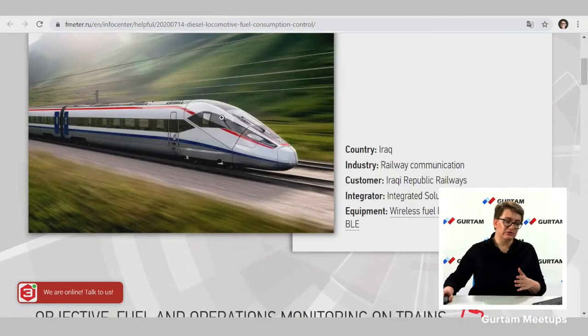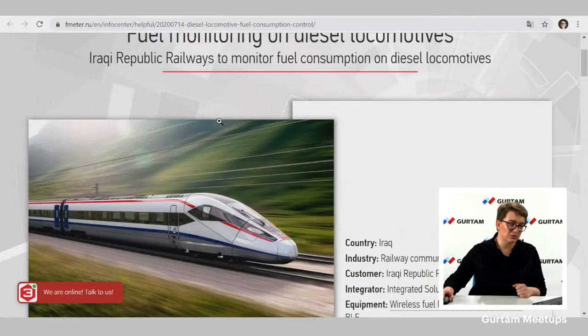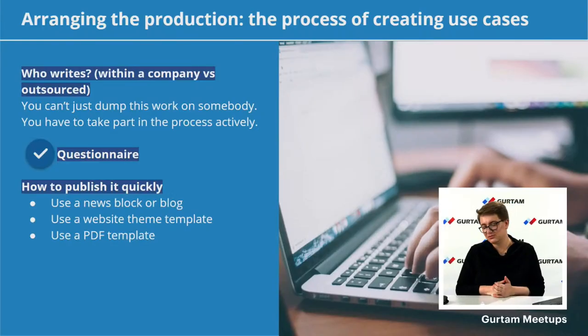Okay, we have looked through three examples, and now we are moving back to our use cases, and we are going to talk about the production here. So actually, who should sit and write this use case? There are two rough options here. You can employ somebody in your company, or you can outsource it.